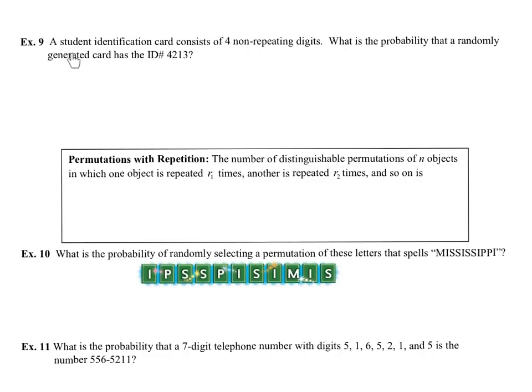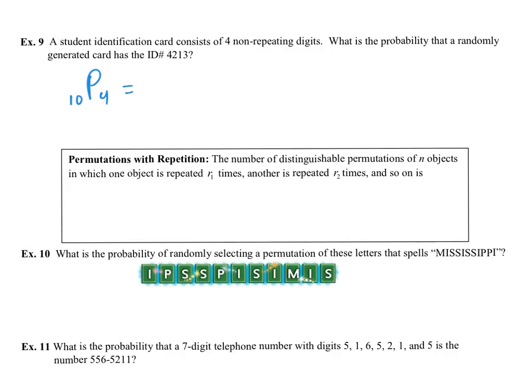Okay, how about this example? It says a student identification card consists of 4 non-repeating digits. What is the probability that a randomly generated card has the ID number 4231? Now this is a situation where order matters because 4 has to occupy the first position, 2 has to occupy the second position, and so on. So since order matters, this is a permutation, and it's going to be a permutation of 10 digits. Now, the reason why there are 10 digits is because we have to count 0. So we have 0, 1, 2, 3, 4, 5, 6, 7, 8, 9. That's a total of 10 digits, and we're taking them 4 at a time.